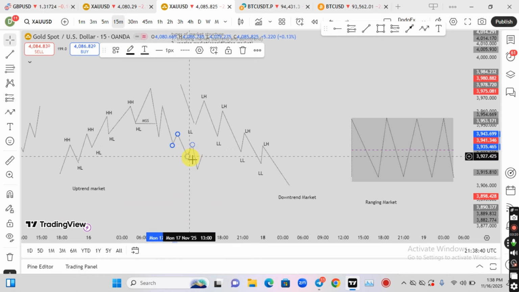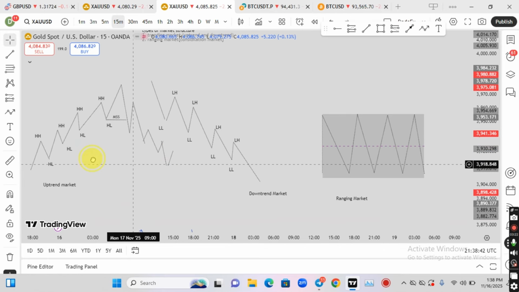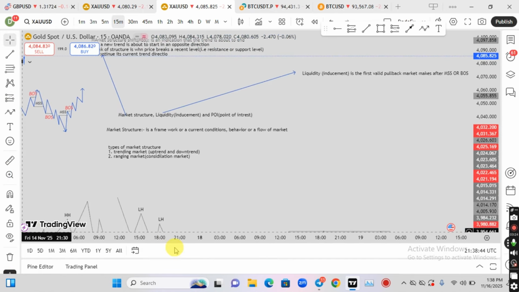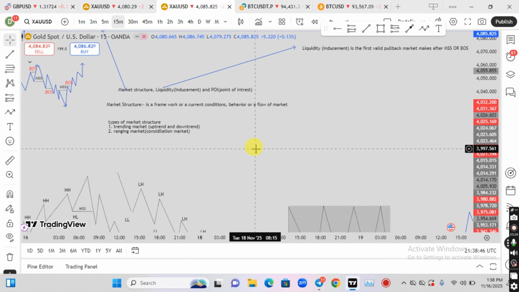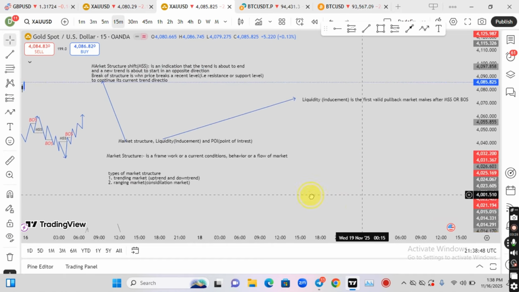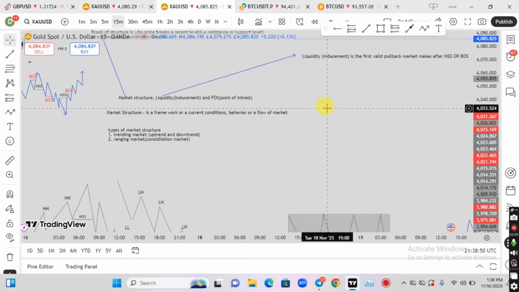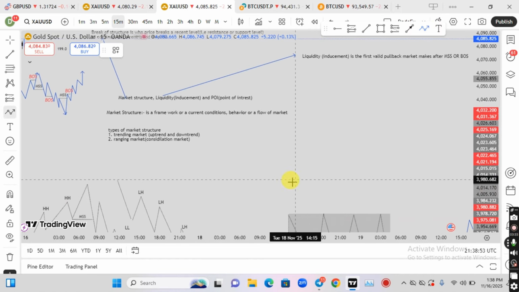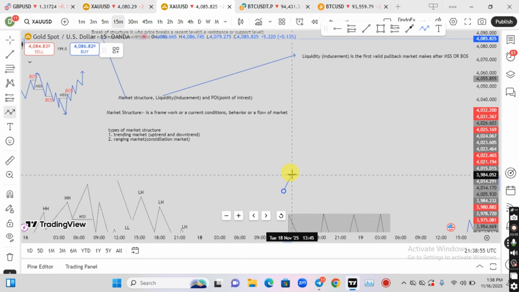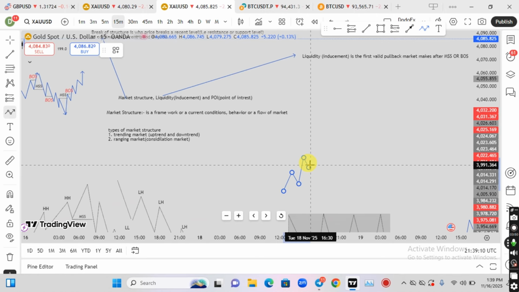Let me give you another instance from a different perspective. Let me start with the BOS. We have a series of higher highs, higher lows. The market breaks structure here, right? The first pullback that the market will do, this is the first pullback after the market breaks this structure, is what we call inducement.